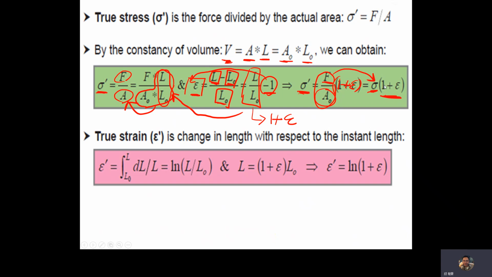Just a very fundamental, very simple mathematical calculation. So let's look at the true strain, which equals the integration from L naught to L of dL over L. We can take the integration of this term and we get the natural log of L over L naught, right? And we already know L over L naught equals this term, and we just plug this term in here.